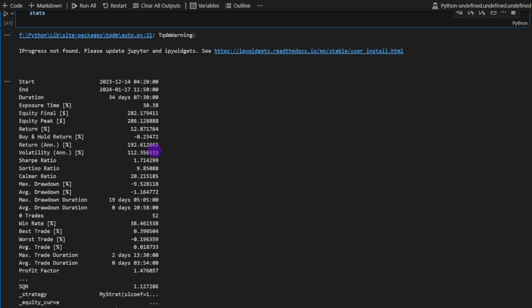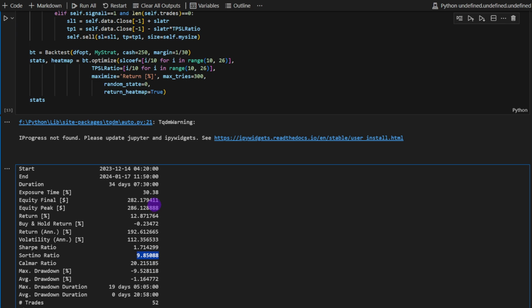We can see the results here. We have results of 12% in returns, and the Sharpe ratio of 1.71, so Sortino ratio of 9.8 and so on. So we have all of these ratios. And this is how it's done, basically.